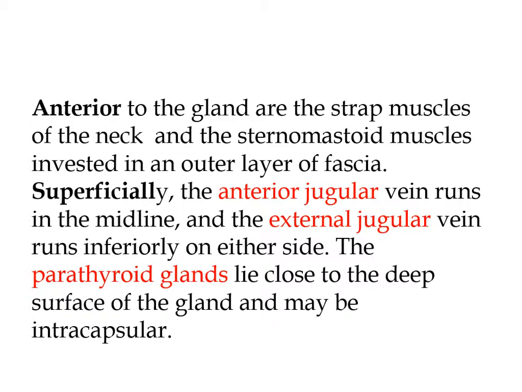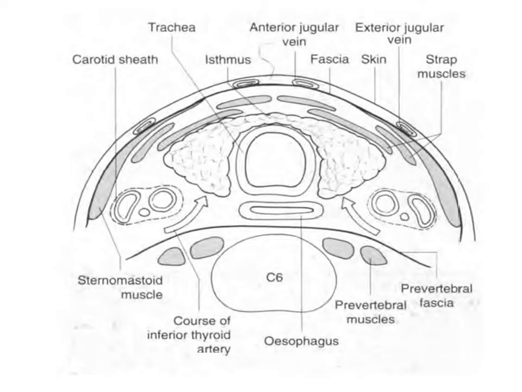Anterior to the gland are the strap muscles of the neck and the sternocleidomastoid superficially, and there is a superficial layer, and the anterior jugular vein is superficial. There is the anterior jugular vein in the midline, and lateral to it there is the external jugular vein. The parathyroid glands are deep, posterior to the gland.